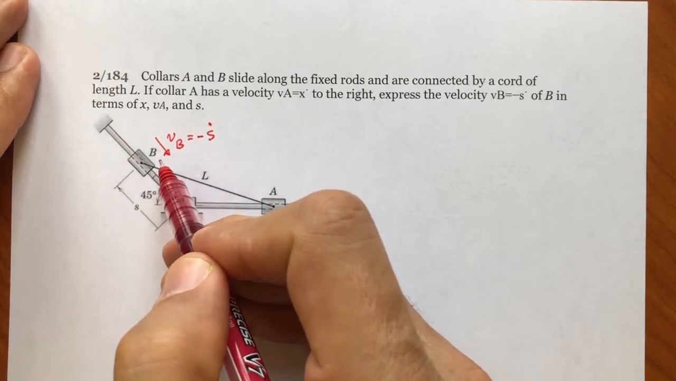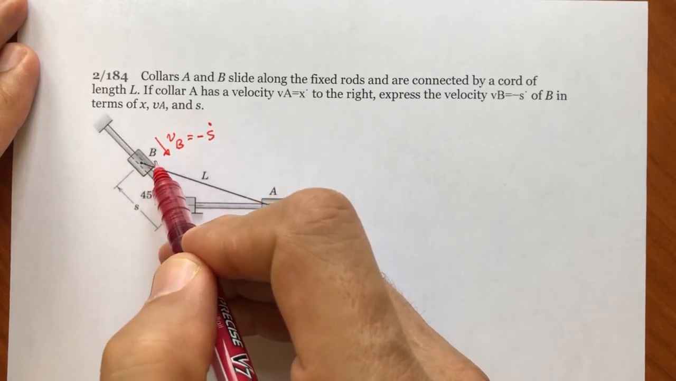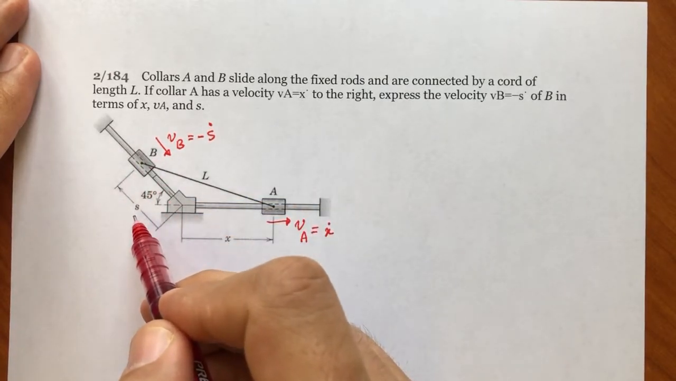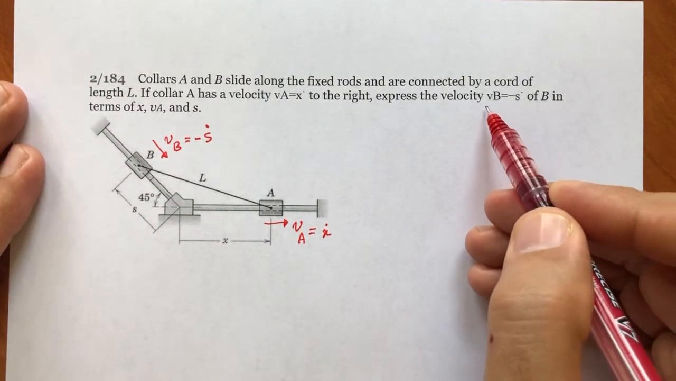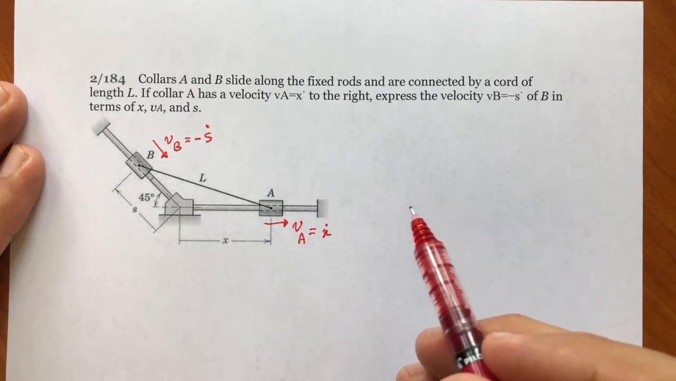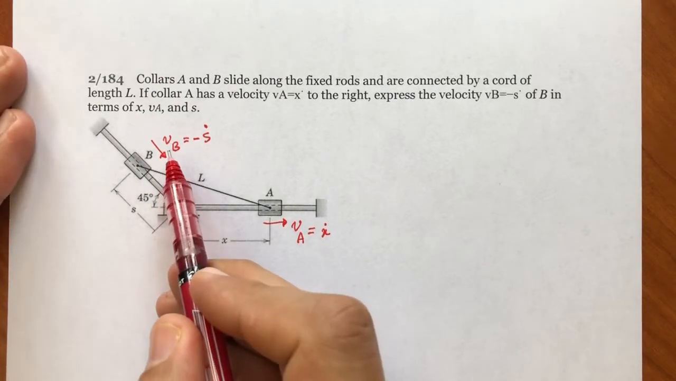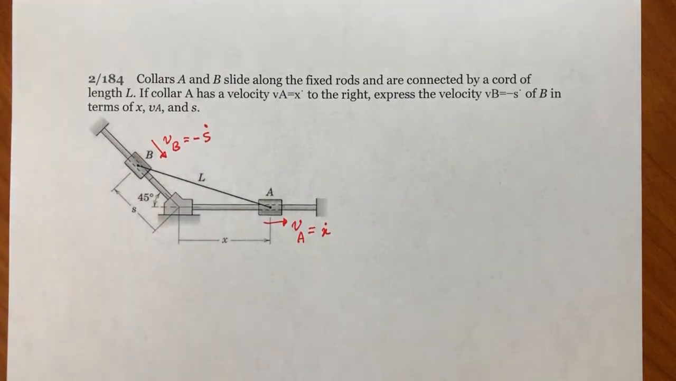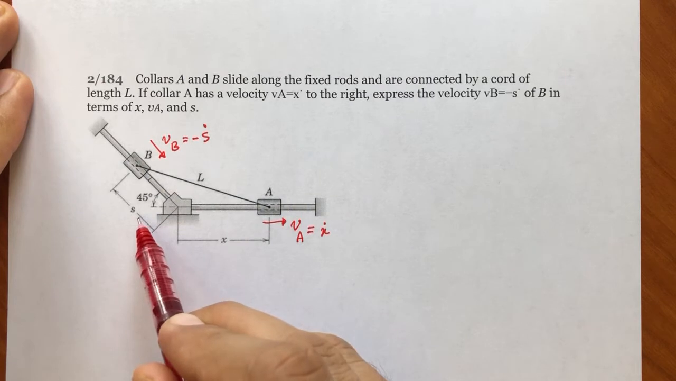If I consider the other direction as the positive direction for velocity of B, then VB is going to be just positive S dot. It's your choice. But the problem here says consider velocity of B to be equal to negative S dot, which means we are considering this direction as the positive direction for velocity of B. Now the question is asking how we can write the velocity of B in terms of X, S, and velocity of A. So to solve this problem, like the previous problems, I need to relate X and S together.